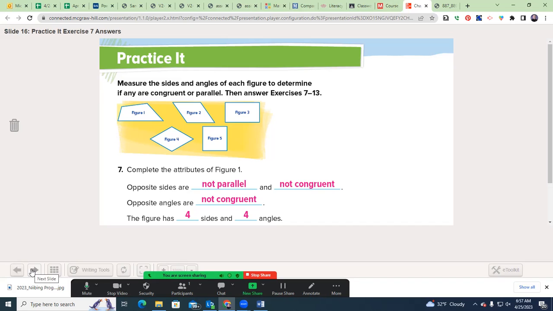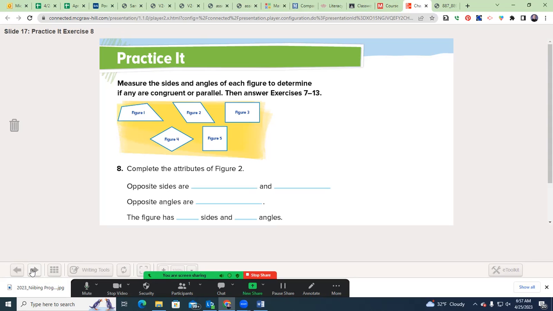Now let's look at figure 2. Go ahead and pause the video there. Welcome back. What did you determine on this one as far as attributes? Opposite sides are parallel and congruent. The angles are congruent, so this angle and this angle are the same, and so are these two right here. And it has 4 sides and 4 angles.